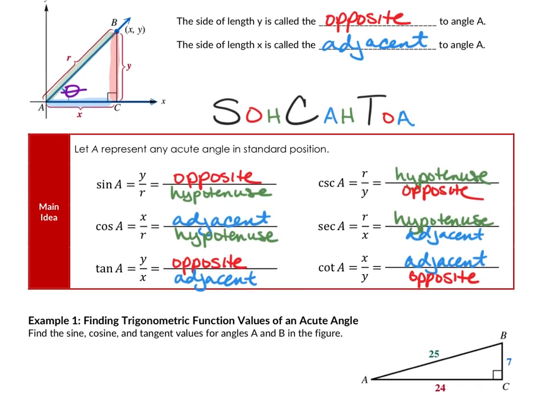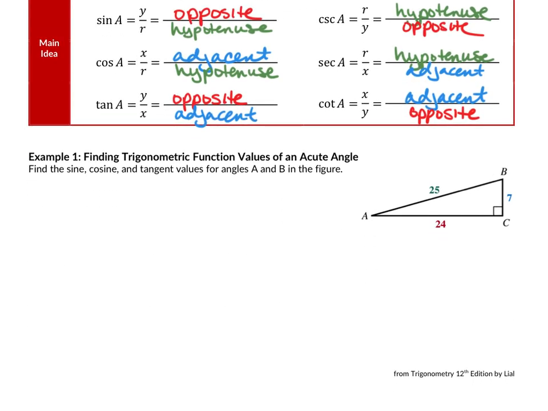So if we apply this to an actual triangle with numbers, and we have this image here, we want to find the sine, cosine, and tangent values for A and B in the figure. So both for A and for B. We'll start off with A. I'm going to highlight A in purple here, so we know we're talking about this angle.